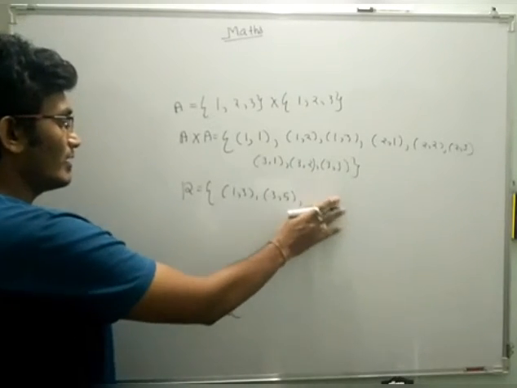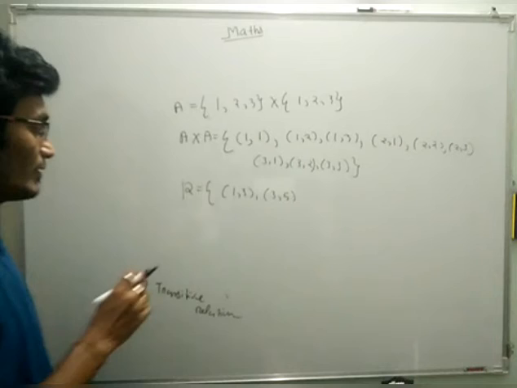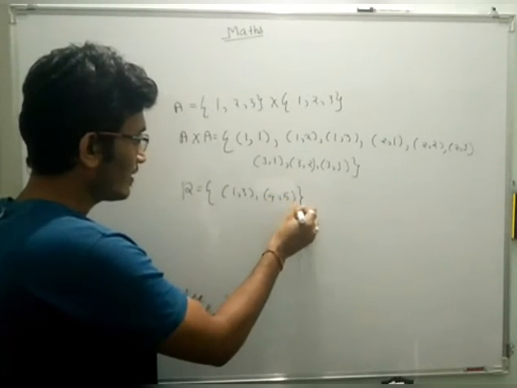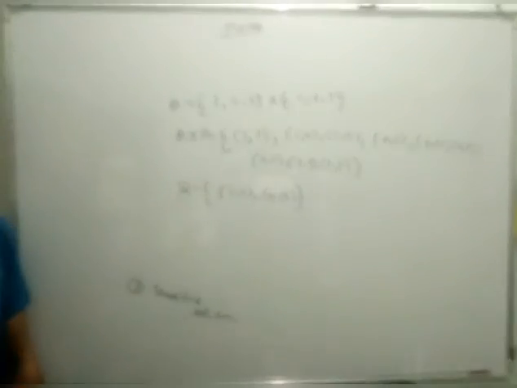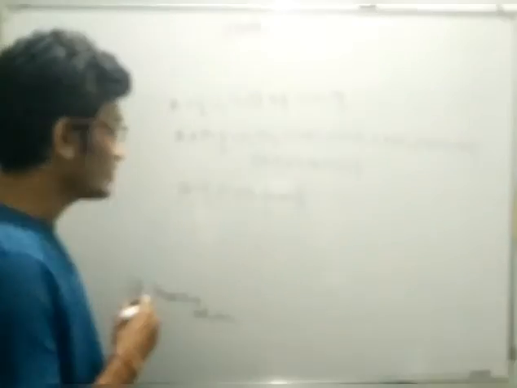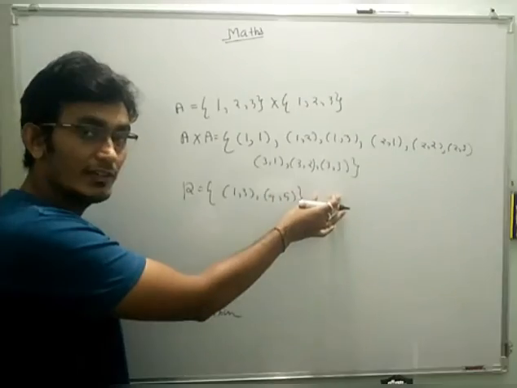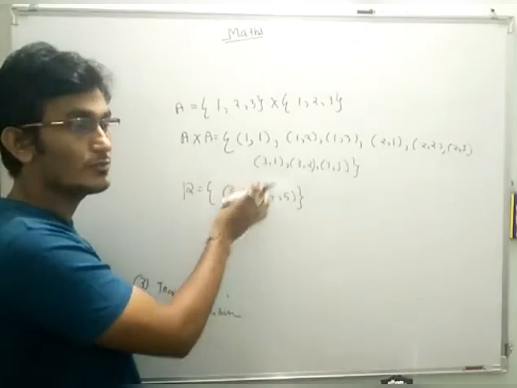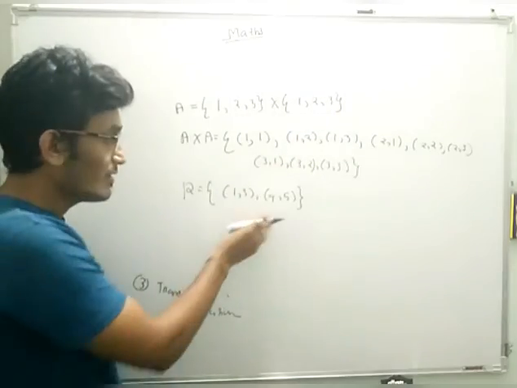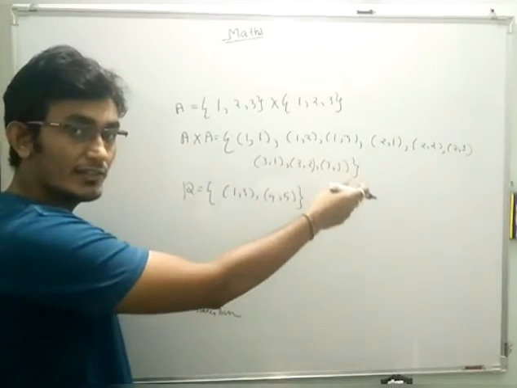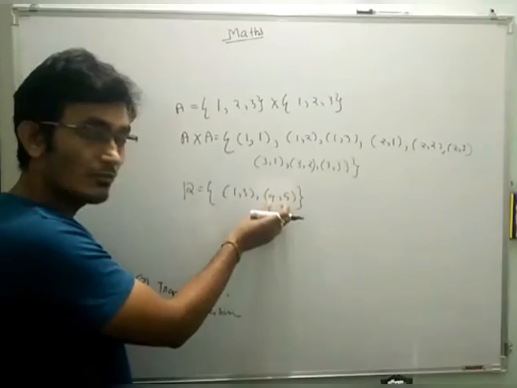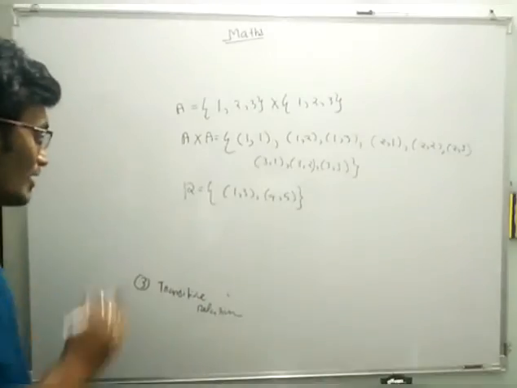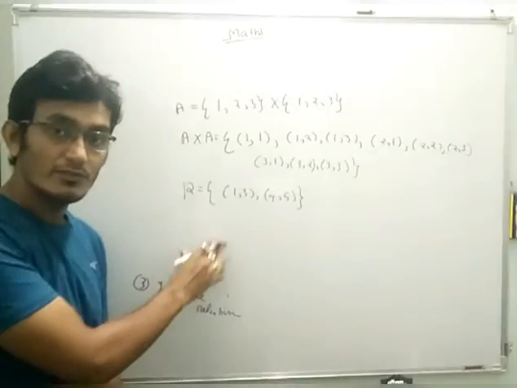One more example I would like to give you. (1, 3), and suppose instead of (3, 5) I write (4, 5). In that case it is a transitive relation. Why? Because for (1, 3), is there any related pair? No. Since the related pair is not present for (1, 3), there is no need to check the third ordered pair. For (4, 5), is there any related ordered pair? No, so we need not check the third ordered pair. In that case also we consider it a transitive relation.